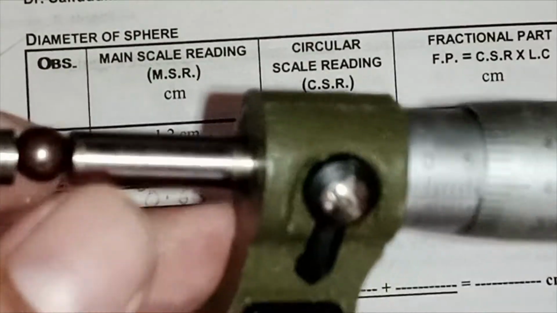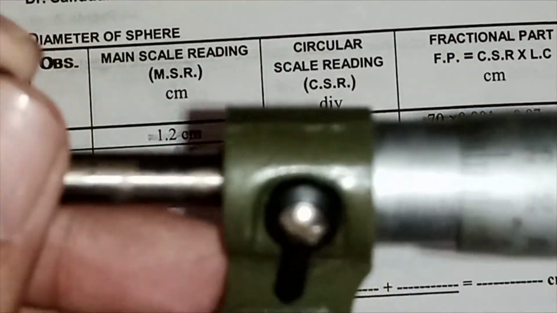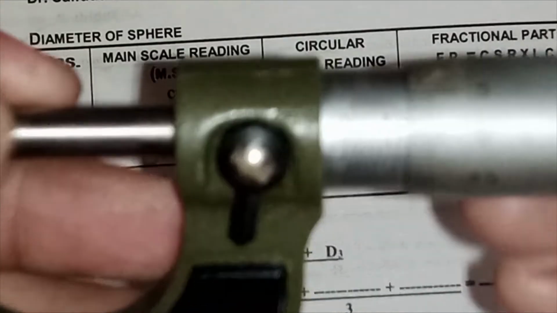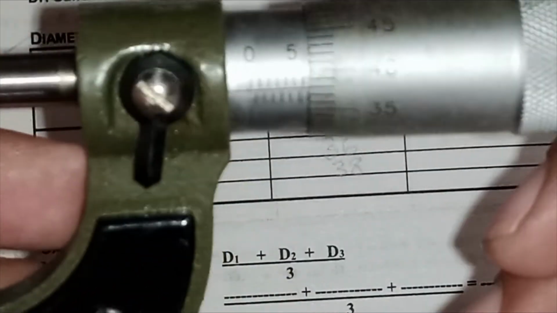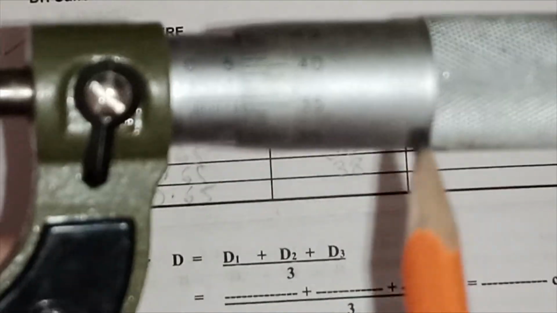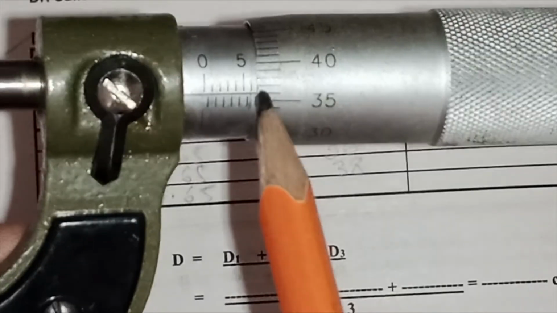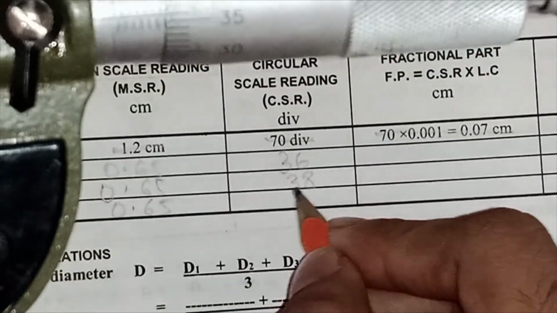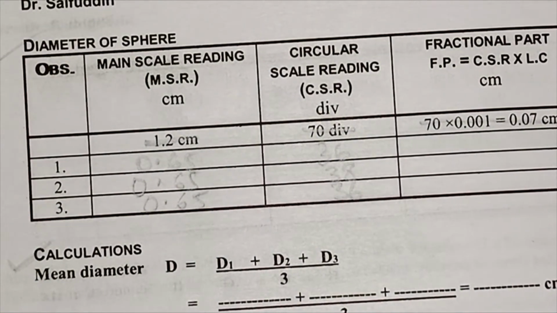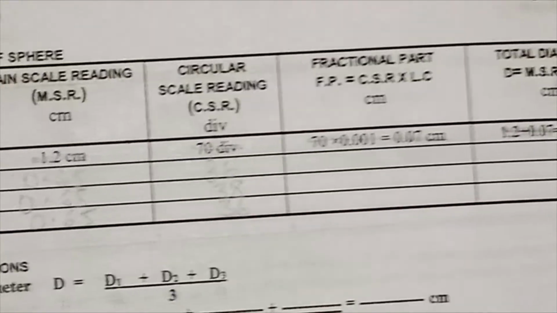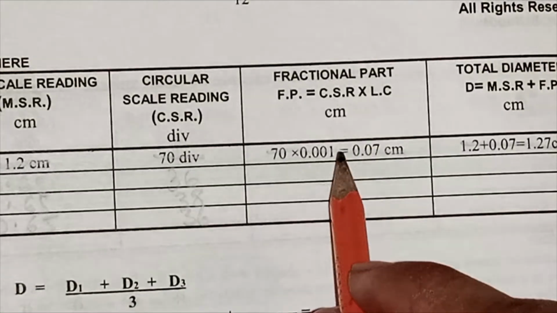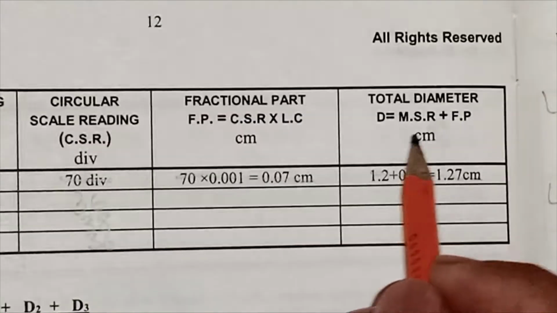Again I am loosening the screw. Okay, I am loosening the screw, you can see that, and again fix it for the sake of taking the last reading on the circular scale. So you can note down 35 and 36. So one more time it is 36.